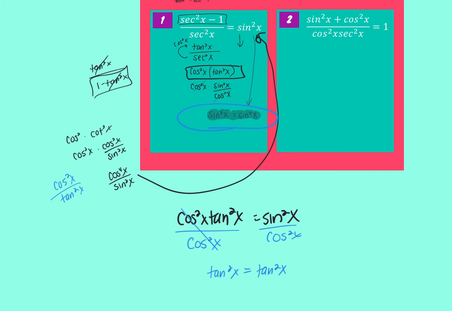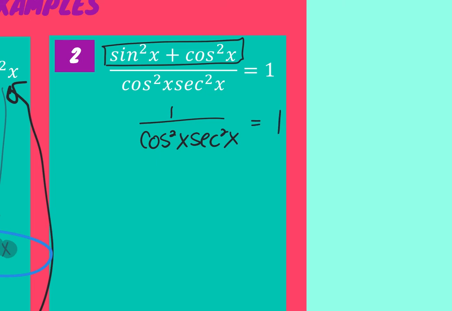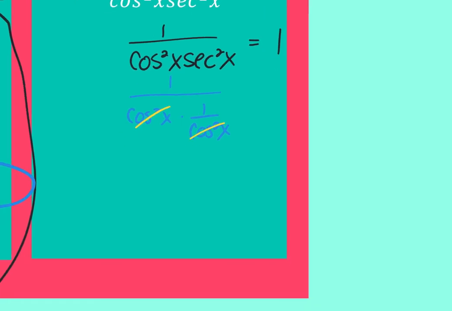All right, look at 2. How can I start it? So sine squared plus cosine squared is 1. I can make secant 1 over cosine. And then the cosines cancel. And I get 1 over 1, which is 1.